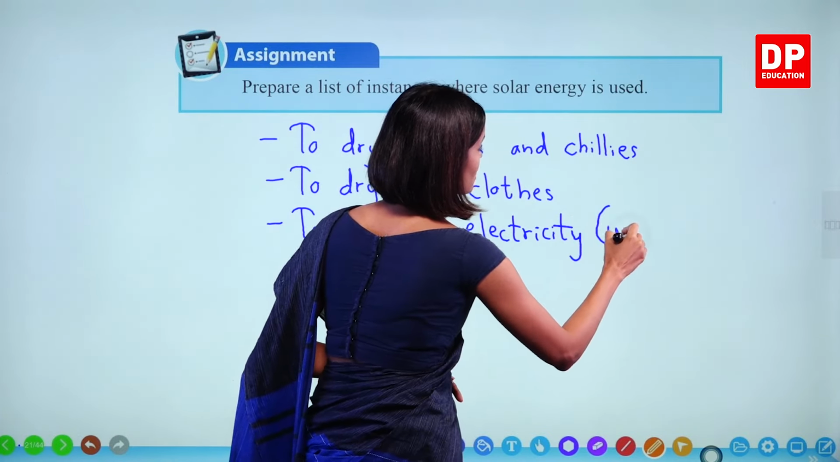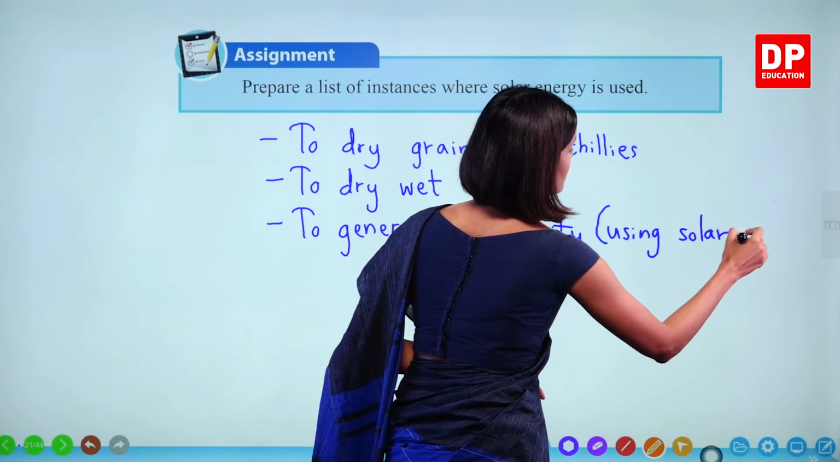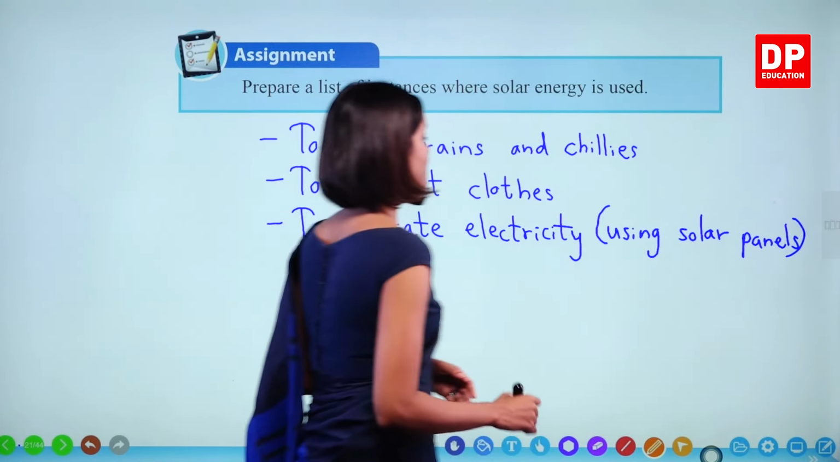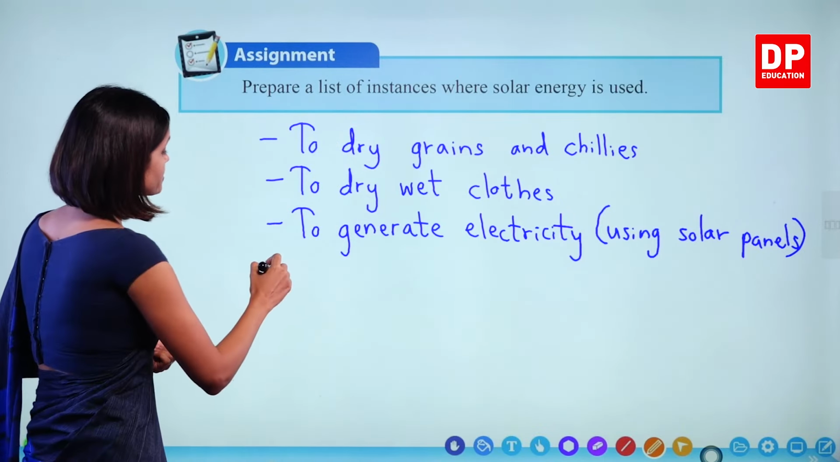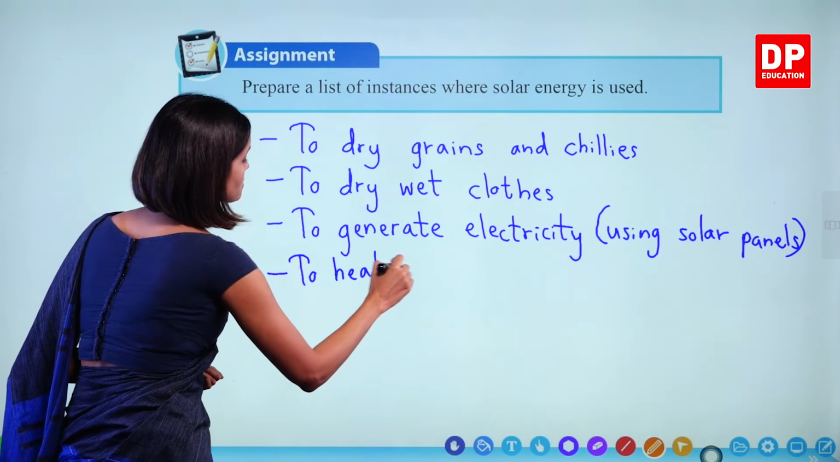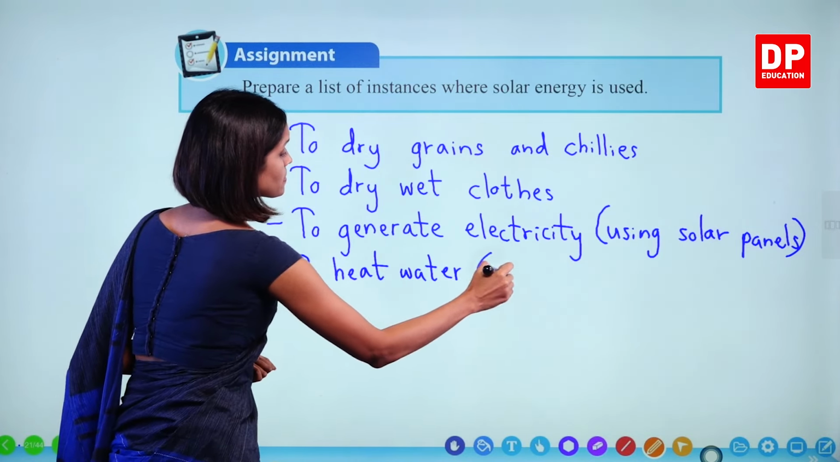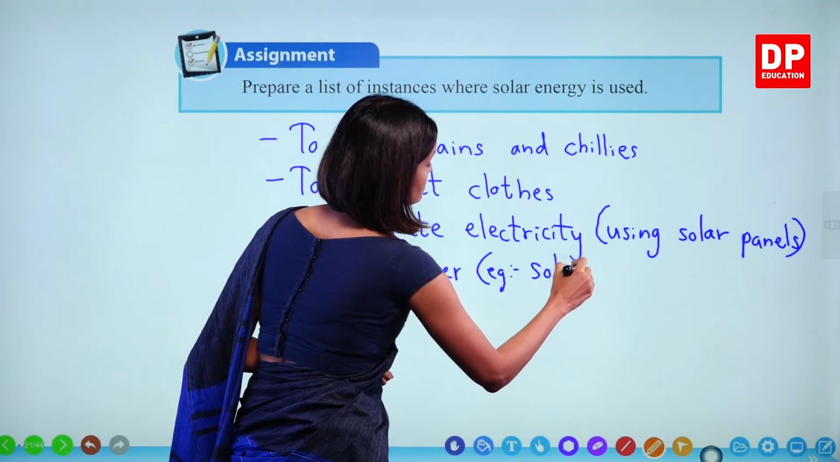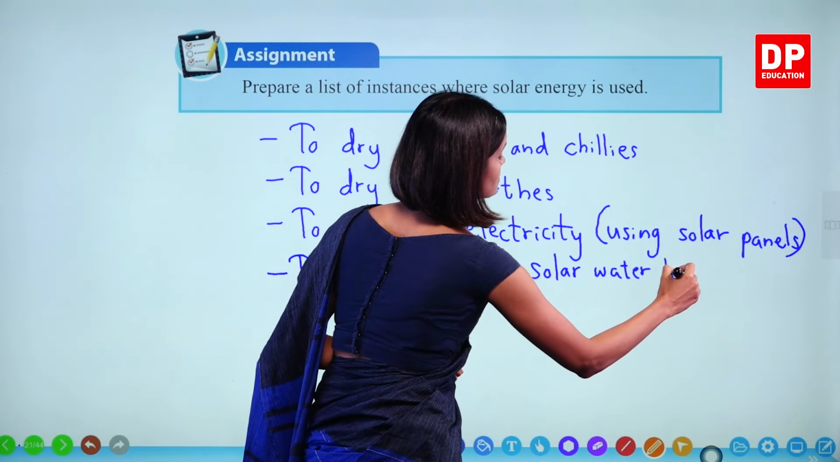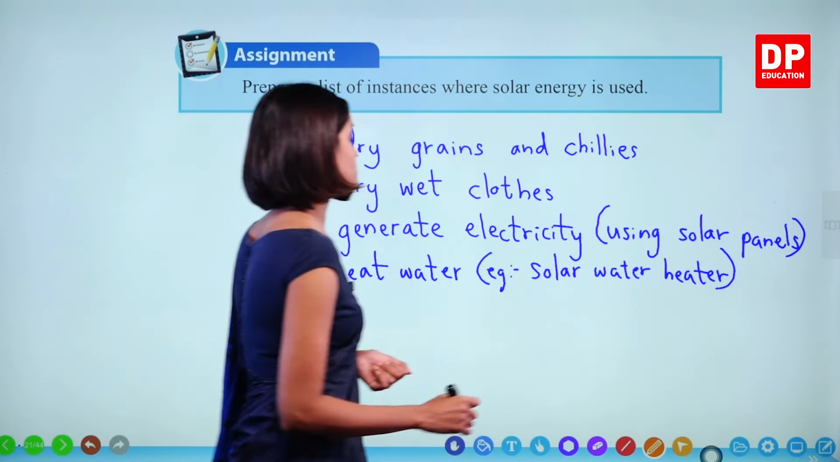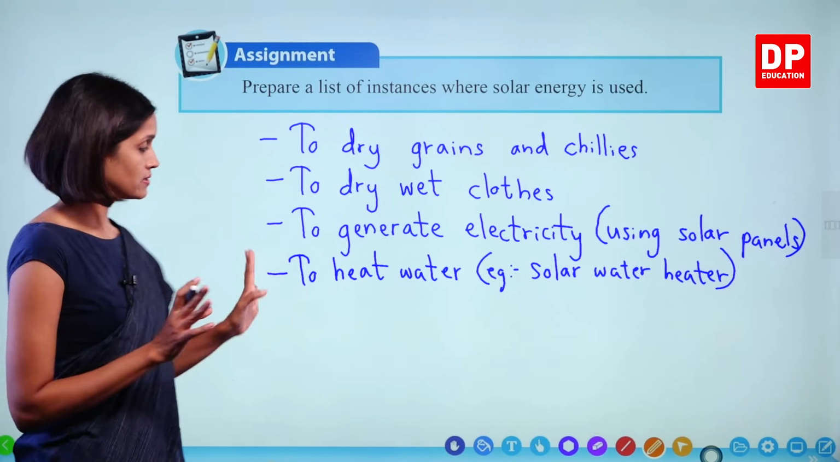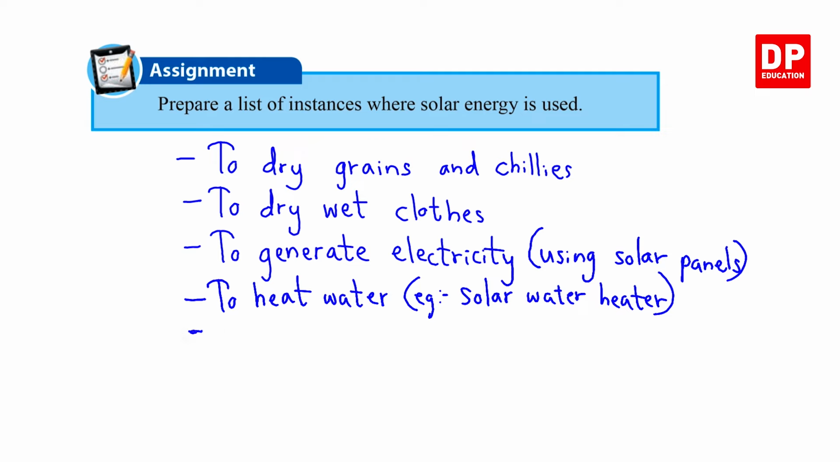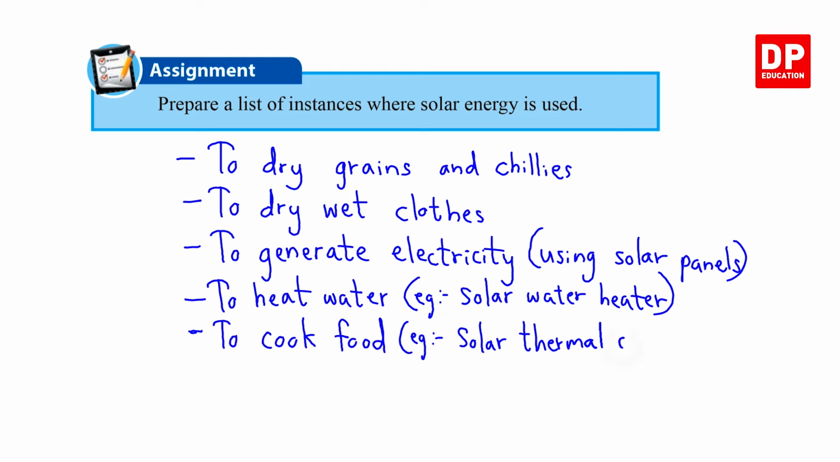So here we will write using solar panels. Okay? And to heat water. To heat water using solar, for example, a solar water heater. Okay? And we can use solar thermal cookers to cook food. That is also one instance we use it. To cook food. Example, solar thermal cooker.